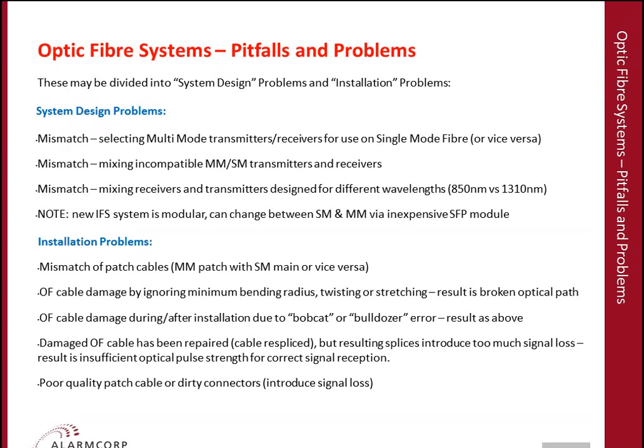Let's say we have detected the damaged cable and we've repaired it, and it is possible to resplice optical fiber cable. However, the resulting splice introduces too much signal loss, and the result is an insufficient signal strength for correct signal reception. So we may have had a situation where the system was perfect before the cable was damaged. After the cable was damaged, the splice has introduced too much signal loss. And finally, poor quality patch cables or dirty connectors, both of which will introduce signal loss.